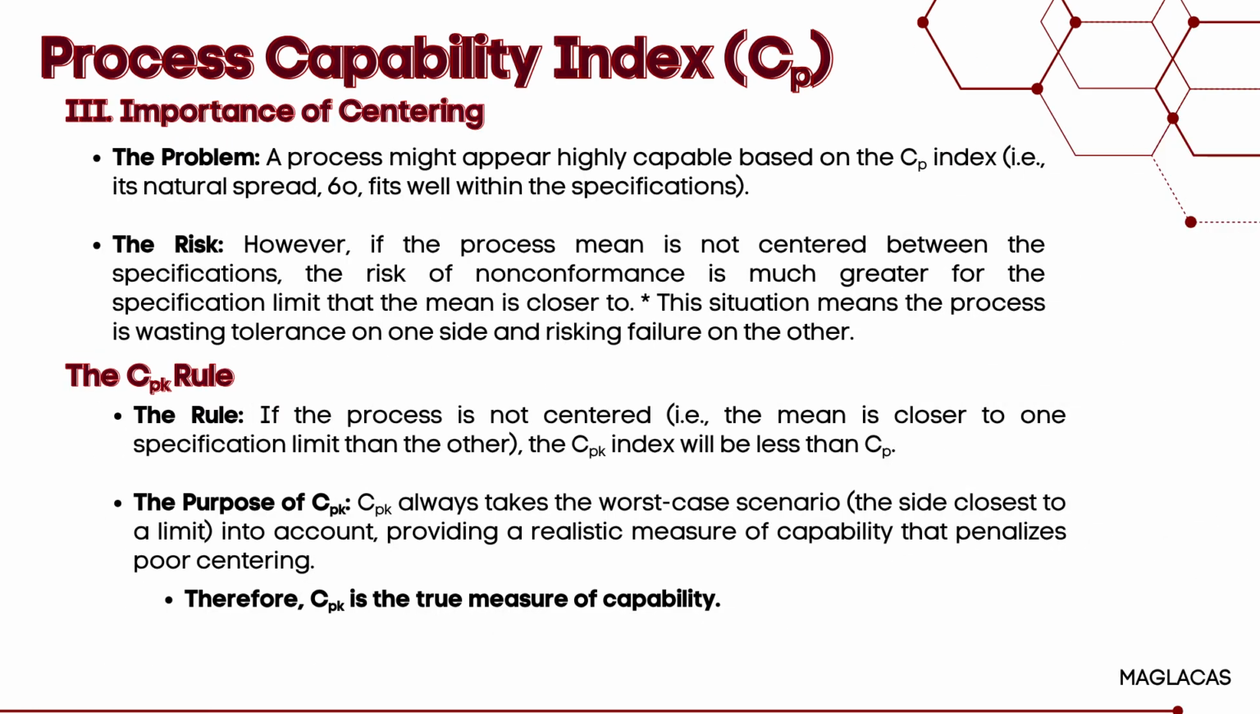The basic Cp index can be misleading because it only compares the process spread, the 6 sigma deviation, to the specification range, ignoring the process mean's location. If the mean is not centered, the process raises tolerance on one side and raises the nonconformance on the other. The Cpk index corrects this by always considering the worst case scenario, the specification limit closest to the mean, meaning the Cpk will always be less than the Cp index when the process is poorly centered. Therefore, the Cpk index provides a true measure of capability as it penalizes a lack of centering.